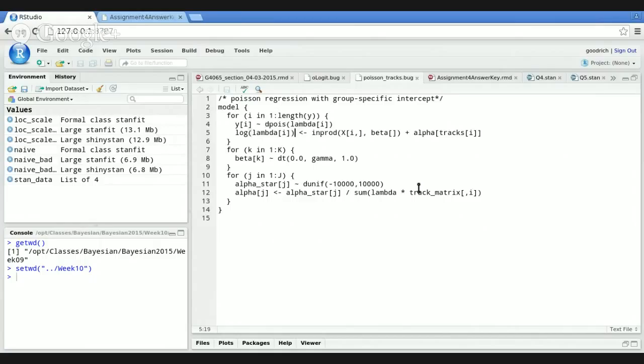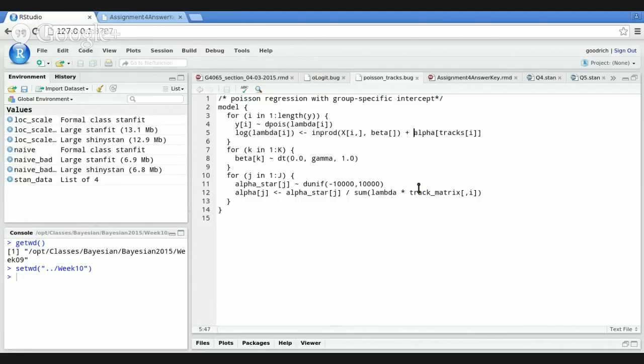The logarithm of lambda is a linear predictor. This is a function that's available in JAGS. I don't think it's available in WinBUGS. It's inprod, to do the inner product of one vector with another vector. So in this case, I didn't have to specify it all out in scalar algebra. I just multiplied the ith row by all the elements of beta, and I could specify my x however I wanted. But I also have an intercept that's specific to the track.